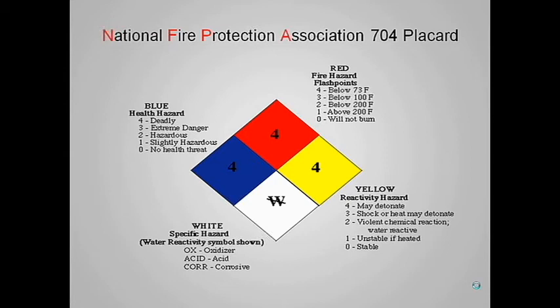A W with a line through it is water reactivity. So if you see a 4 or say a 2 in yellow, obviously you're dealing with a substance reactive to water. Oxidizers, OX, acid is your ACD, corrosive. I've also seen sometimes you may see a radiological, like a radiation type symbol being used in there. Just depends on what your hazard is.